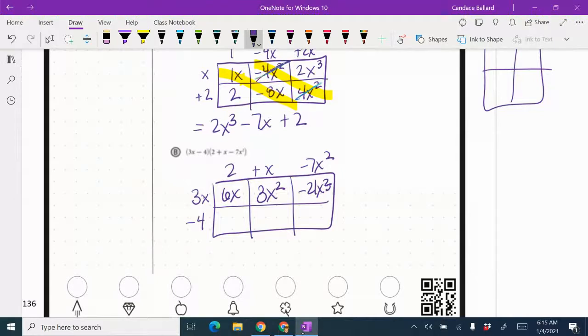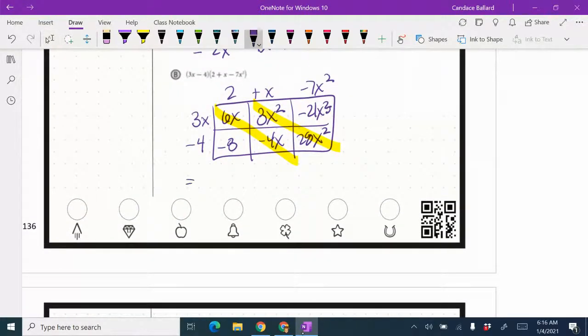3x times negative 7x squared would be negative 21x cubed. Negative 4 times 2 is negative 8. Negative 4 times x would be negative 4x. And negative 4 times negative 7x squared is 28x squared. Again, our diagonals are like terms. So I'm going to add up my diagonals, putting my highest exponent first. So negative 21x cubed. 3x squared and 28x squared would be 31x squared. 6x minus 4x is positive 2x, and then minus 8.